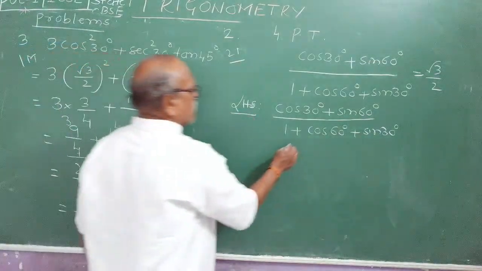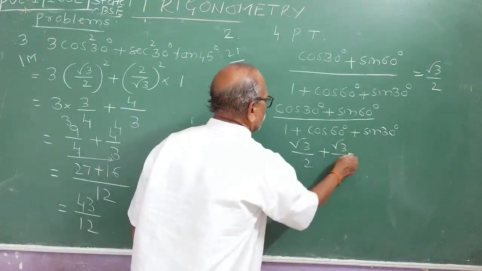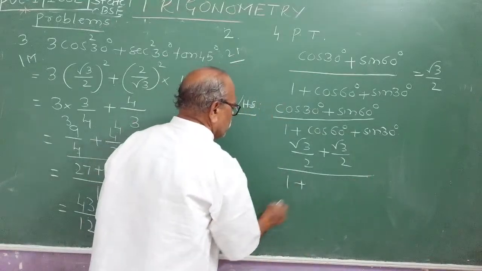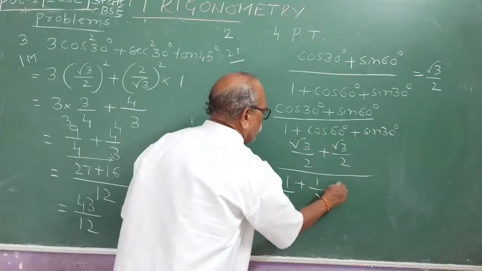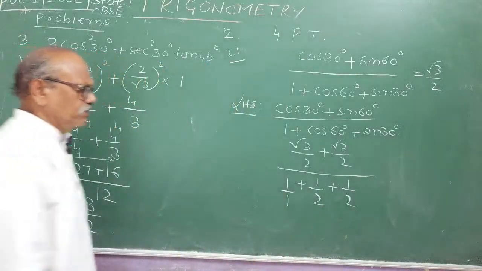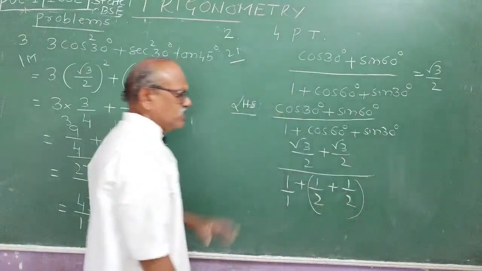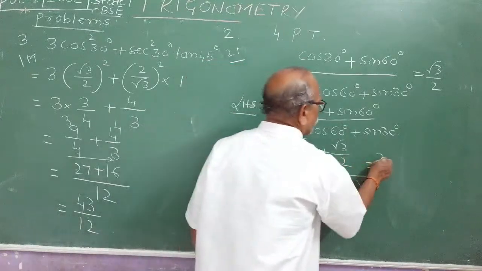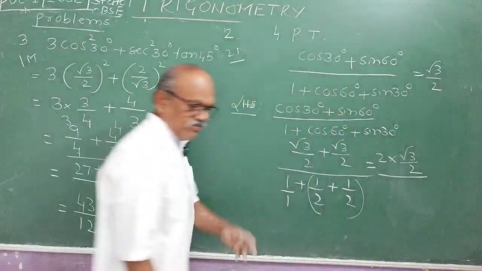What is the value of cos 30 degree? Root 3 by 2. What is the value of sin 60 degree? It is also root 3 by 2 because they are complementary angles. 1 plus 1 can be written as 1 by 1. What is cos 60? 1 by 2, plus what is sin 30? 1 by 2. Use some simple tricks. You observe that 1 by 2, 1 by 2. Root 3 by 2, root 3 by 2. How many times root 3 by 2? 2 times root 3 by 2. Let me write 2 times root 3 by 2.